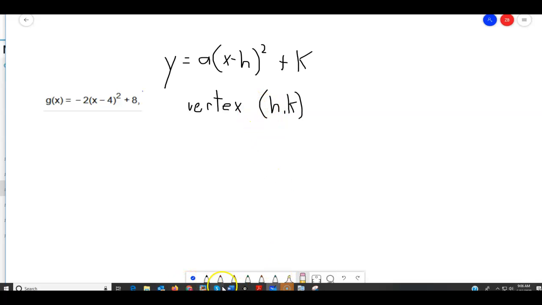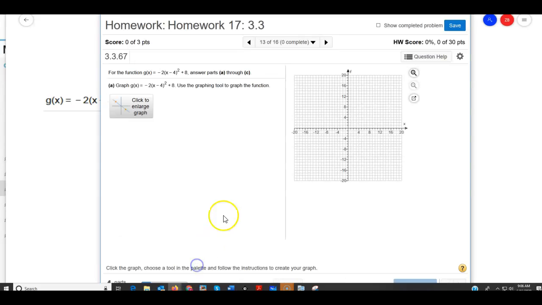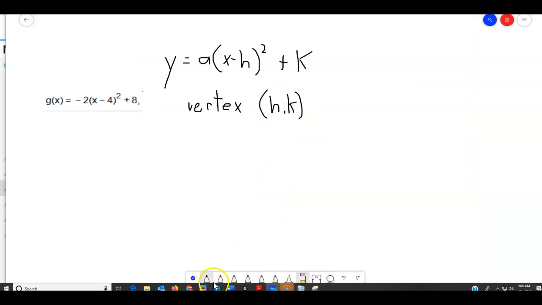So if we go back over to the problem, we notice that it's a -4, so we're going to use a +4 for our x value of the vertex. But this is plus k, so the 8 is going to be the y value. So it should be (4, 8). So going back over here, my vertex is going to be (4, 8). So that's one point.